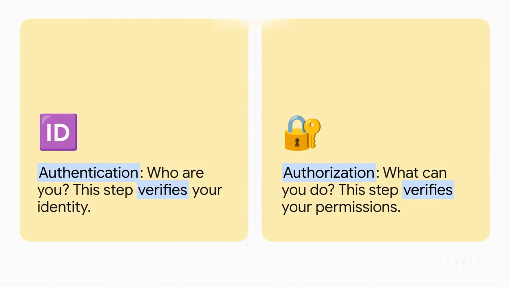And speaking of security, this slide really nails a concept that trips a lot of people up. Authentication has to come first. That's the security guard asking, "Who are you?" and checking your ID. Only after your identity is confirmed does authorization step in and ask, "Okay, we know who you are, now what are you allowed to do?" It's a simple but critical distinction.